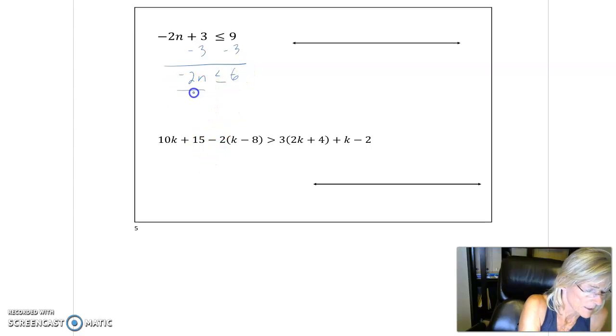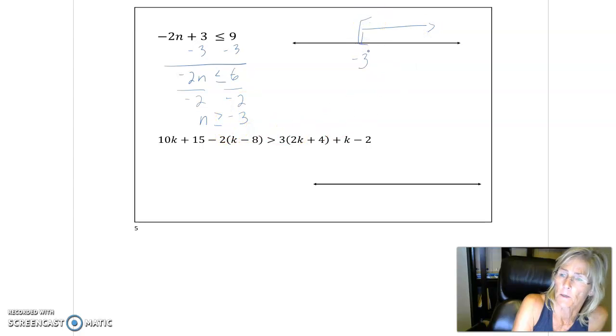Okay, I'm going to divide by -2. And again, now I divided by a negative, so the inequality is going to switch or flip. n is greater than or equal to -3. Okay, so I need a -3. All the values on the number line are bigger than -3. It does include -3, so I have a square bracket, or we call that a hard bracket sometimes.